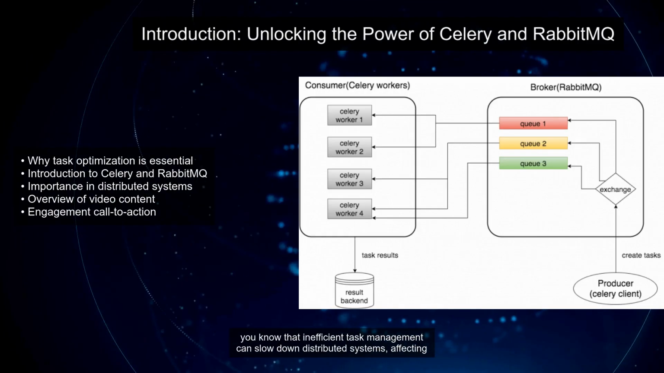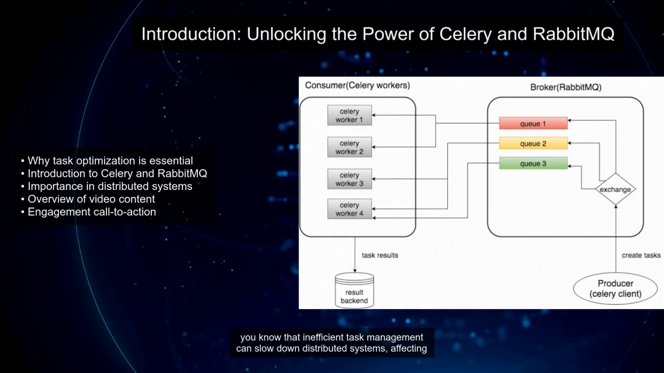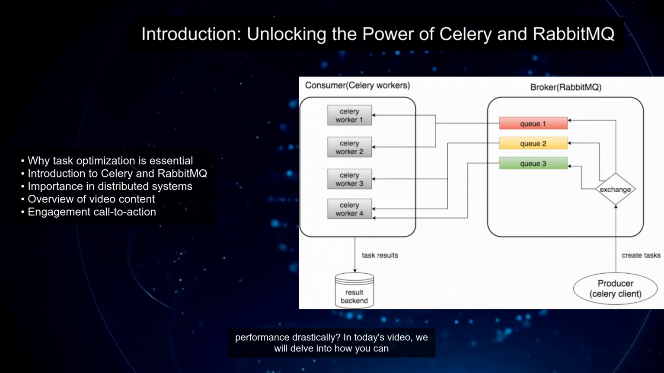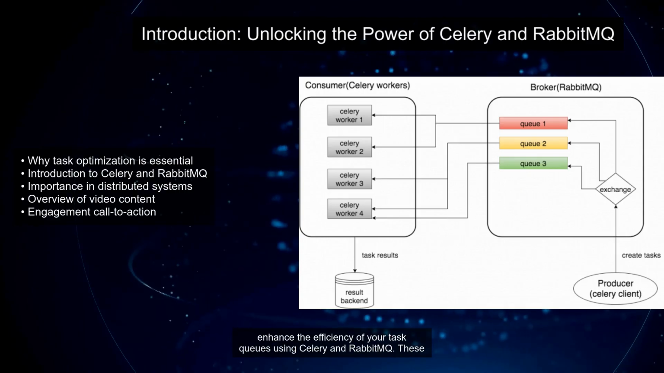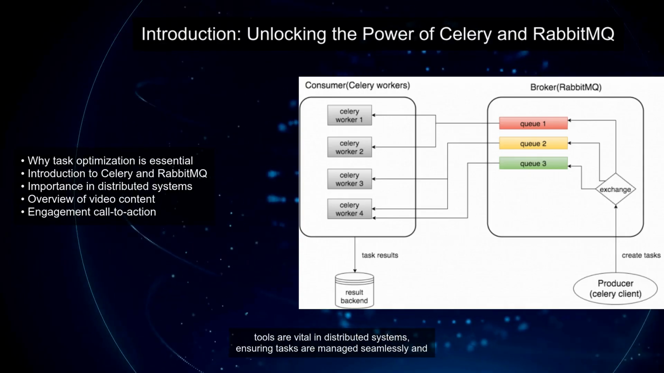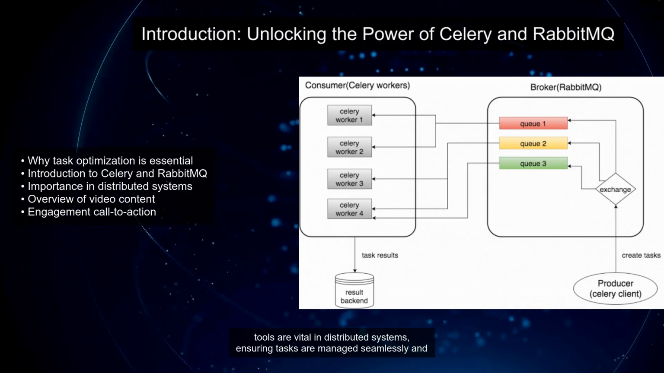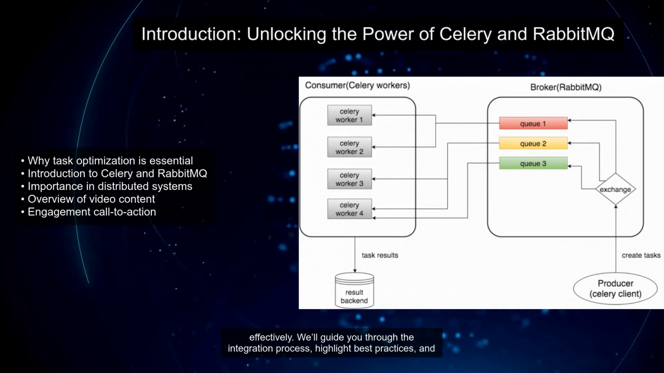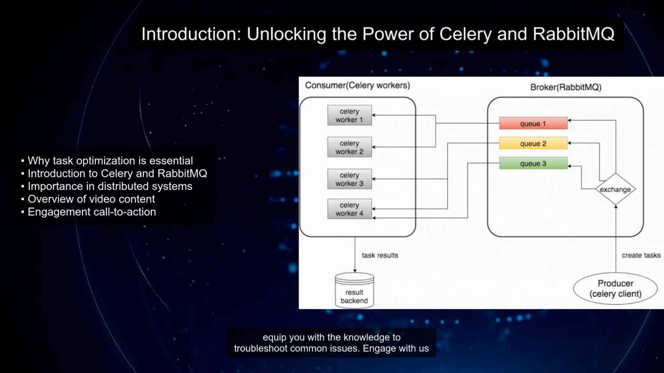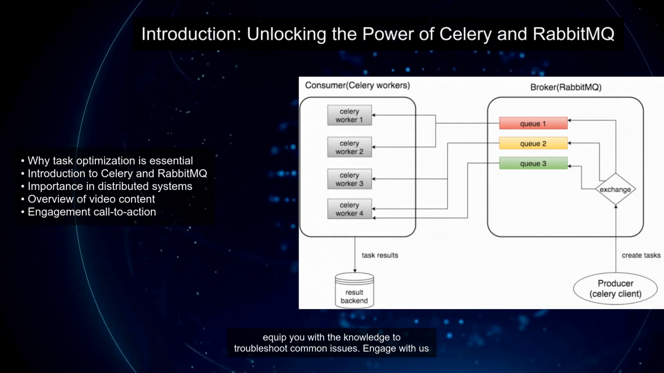Did you know that inefficient task management can slow down distributed systems, affecting performance drastically? In today's video, we will delve into how you can enhance the efficiency of your task queues using Celery and RabbitMQ. These tools are vital in distributed systems, ensuring tasks are managed seamlessly and effectively. We'll guide you through the integration process, highlight best practices, and equip you with the knowledge to troubleshoot common issues.